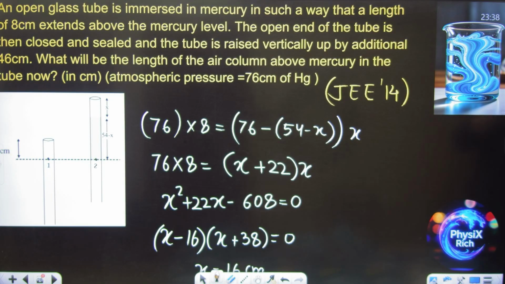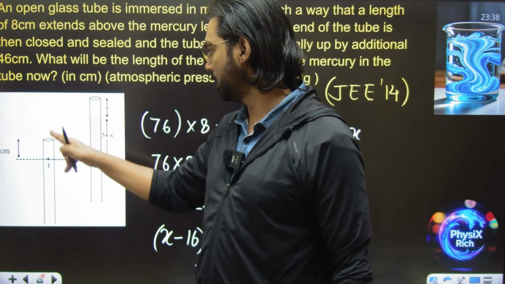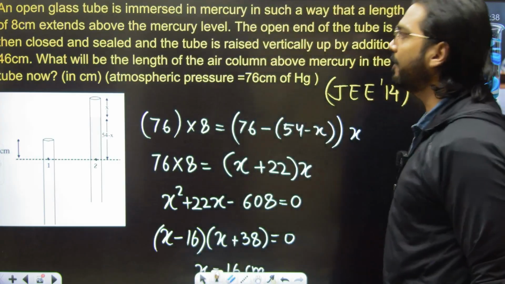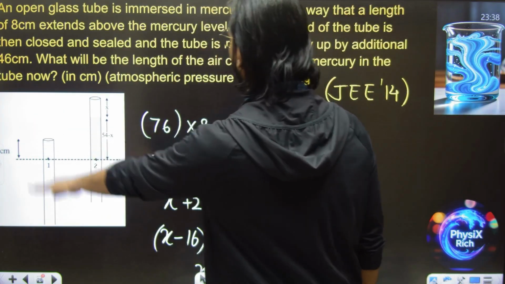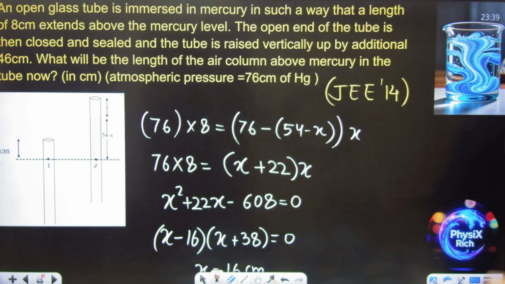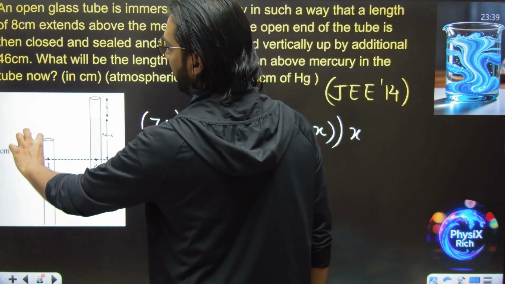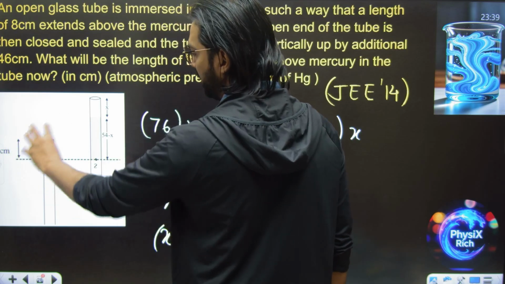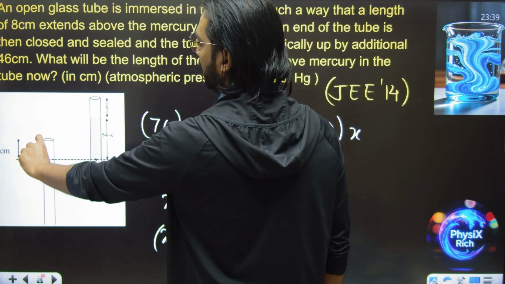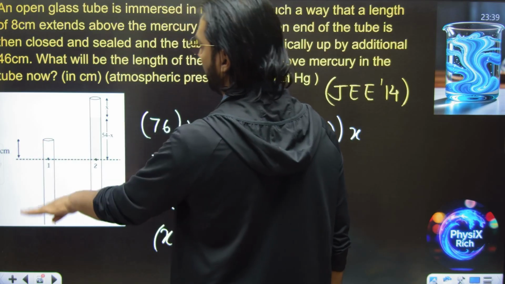2014. See what's happening over here. There is an open glass tube, and we have immersed it inside mercury. Okay. And this length is 8 centimeter. It's a very beautiful question, guys. Please pay attention. There is 8 centimeter of air over here, and underneath there's mercury. Okay.